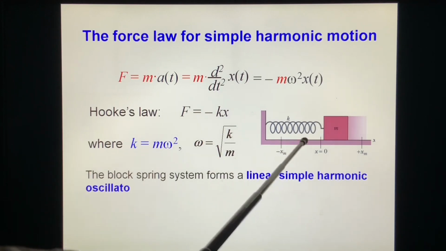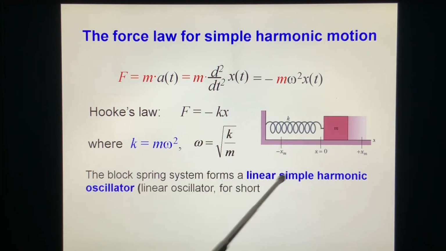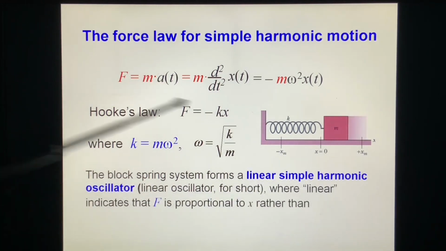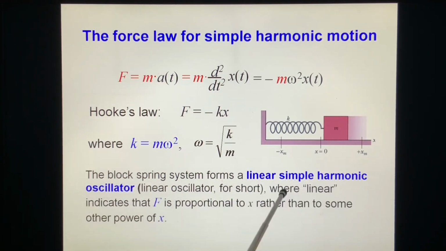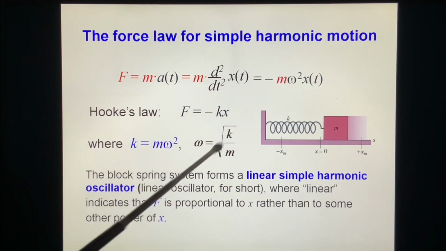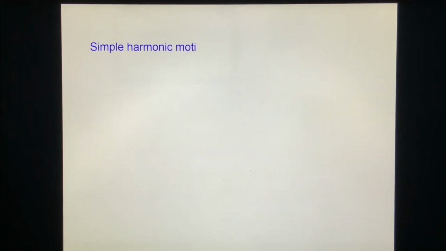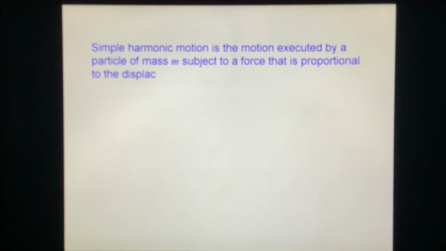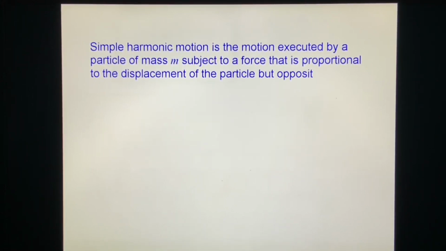The block-spring system forms a linear simple harmonic oscillator, where linear indicates that F is proportional to x. So this is a linear function, and if you plot it, it's a line. Simple harmonic motion is the motion executed by a particle of mass m, subject to a force that is proportional to the displacement of the particle, but opposite in sign.